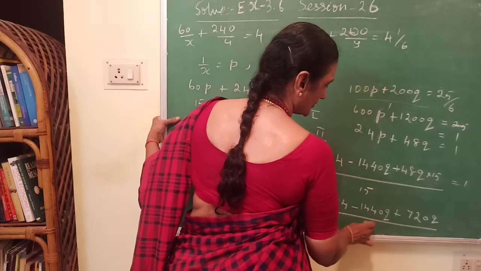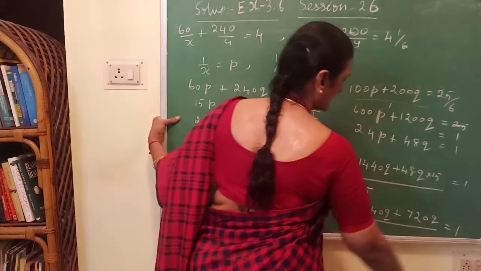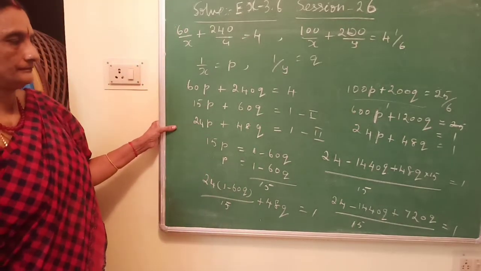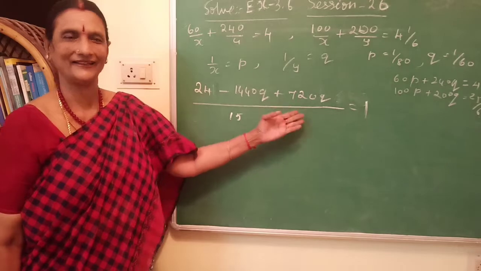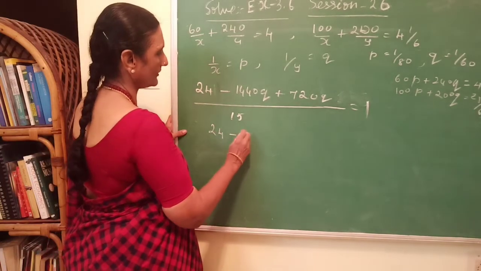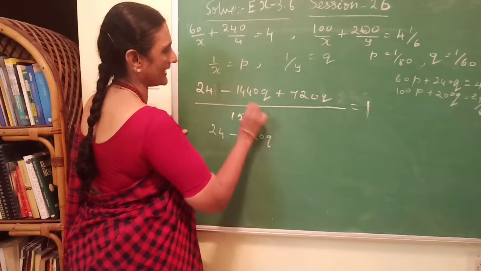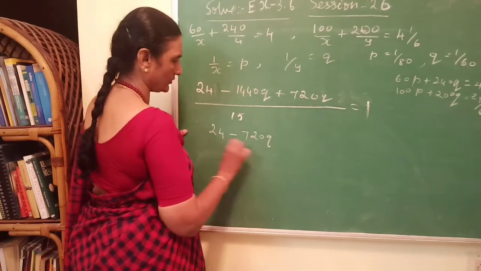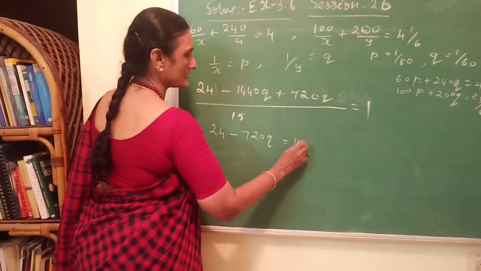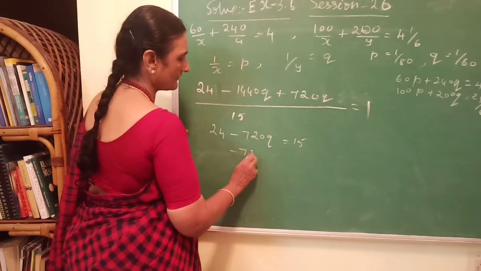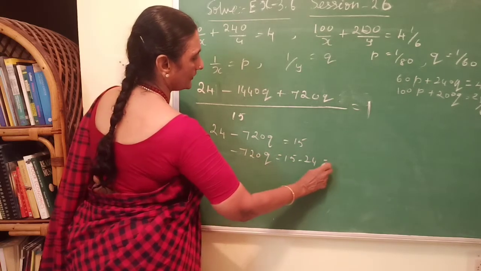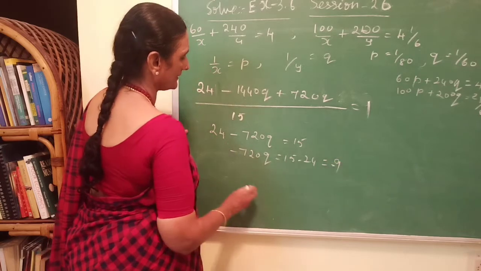But I am going to do the cross multiplication here and solve it. Balancing, we got it like this. So you simplify: 24 minus 720q, on subtraction this becomes minus 720q by 15 equal to 1. By cross multiplying, this equals 15. So minus 720q is equal to 15 minus 24 equal to minus 9.